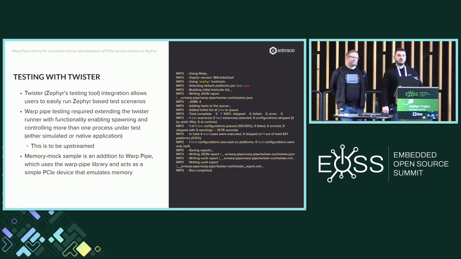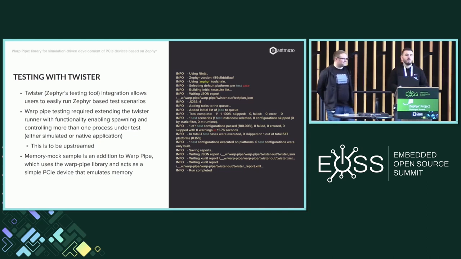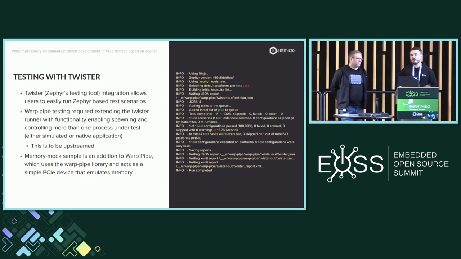One of the features that we also added here is a very simple PCIe device, a simulated PCIe device that we call memory mock, because in the end, it is a simple memory-like device. It is detectable over PCIe. You can connect to it with Warpipe, dump a memory, write a memory, and observe the transactions between host and the device. We're basically talking about memory bars, in PCIe terminology, and we support memory bars, and as we mentioned already, MSI-X and MSI.